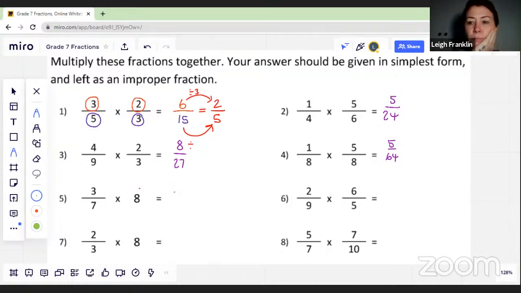Ma'am, I couldn't get the answer for number 5. You couldn't get, all right, that's fine. Should we do it together? Yes, ma'am. Okay, so 8 is a whole number, all right? So the idea is to put 8 over 1. Okay, now Stembiso, multiply numerator with numerator. What are you going to get? 3 times 8 is 24, and 7 times 1 is 7. Beautiful. Fantastic, 100%, well done. All right, you did it.